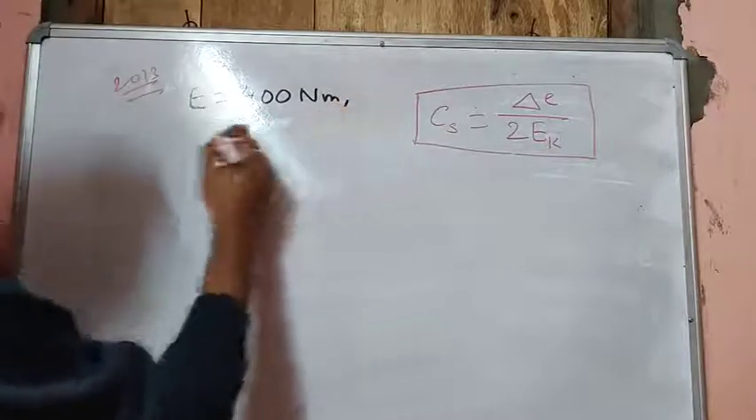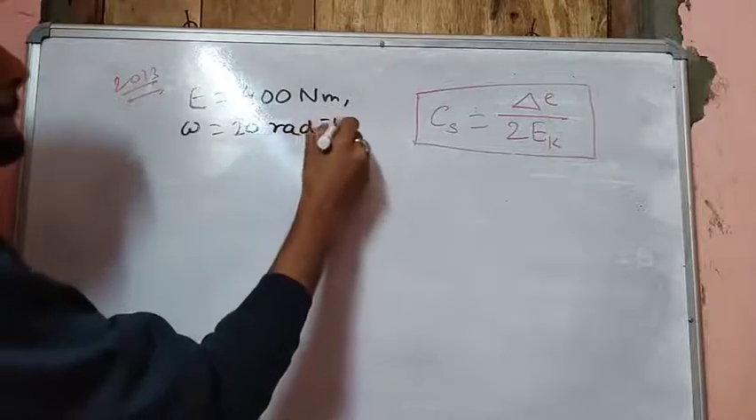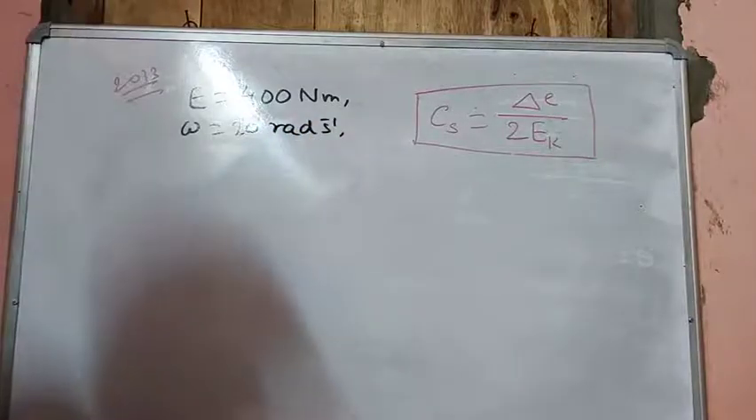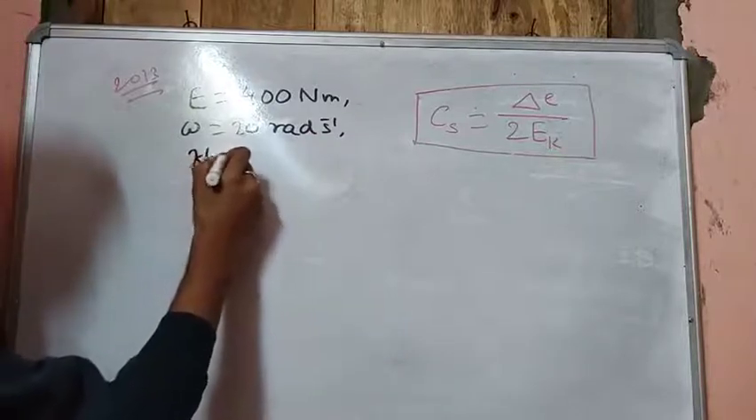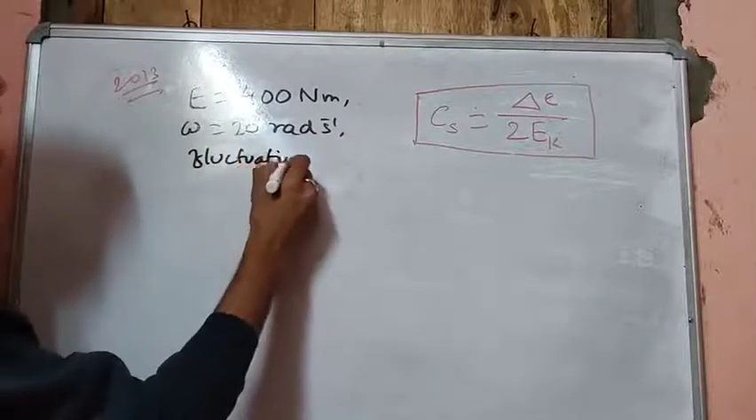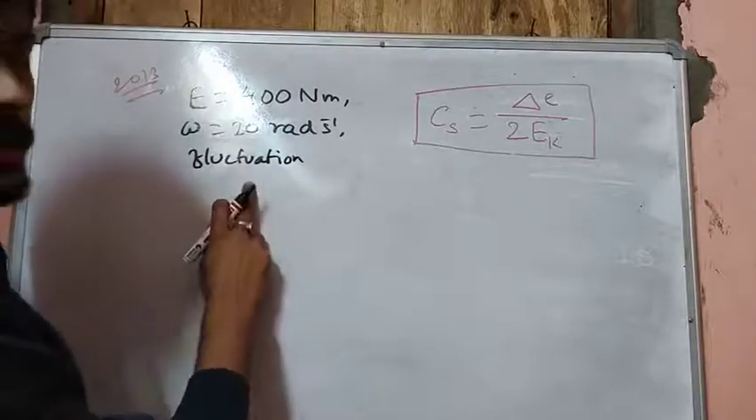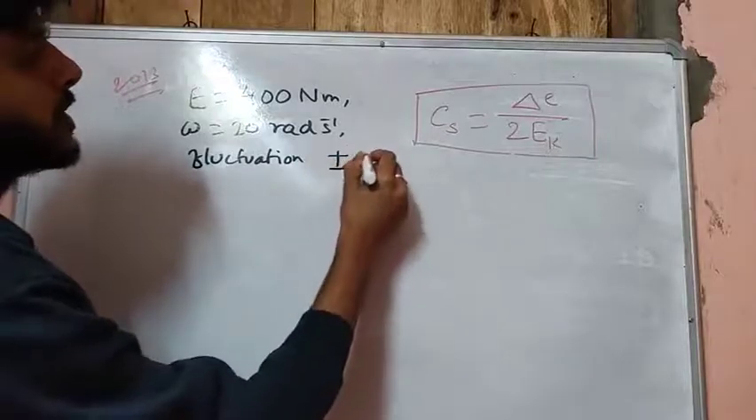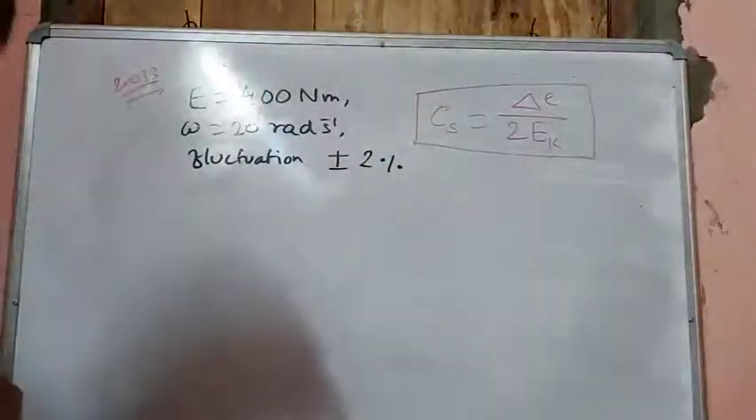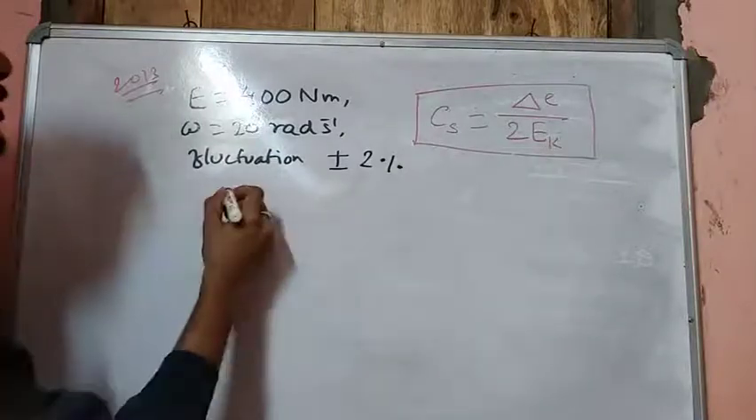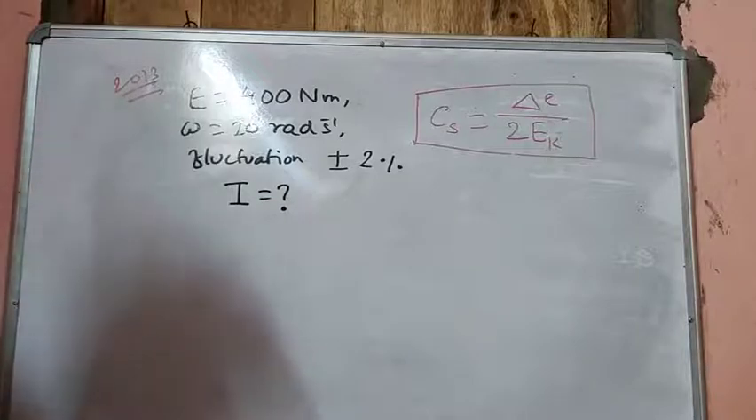The angular velocity of the system is given as 20 radians per second. It is also given that the fluctuation of speed should not exceed plus minus 2%. We are required to find the moment of inertia of the flywheel. Okay, the question is understood.